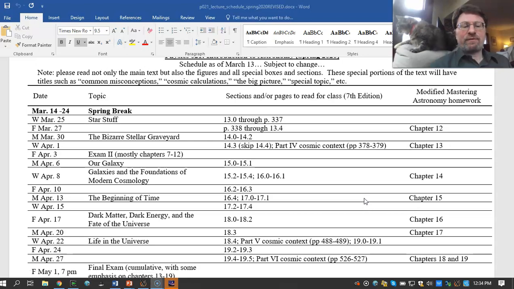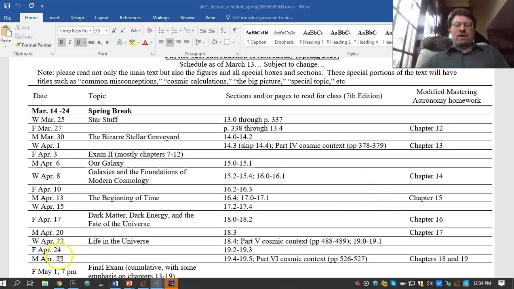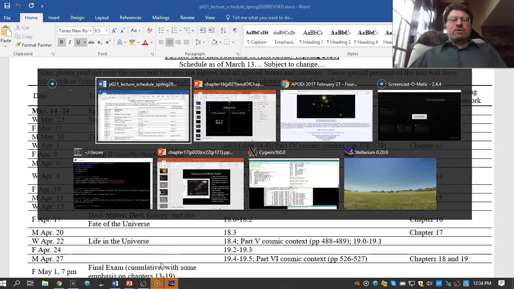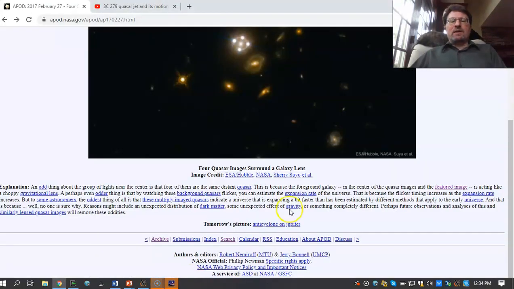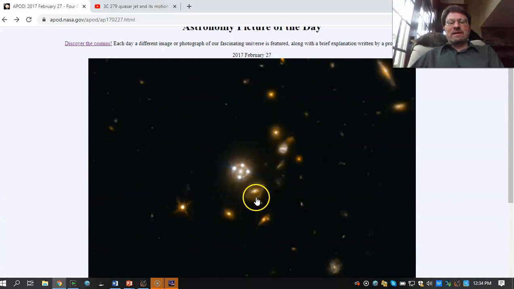This is the lecture for Friday, April 10th, and we'll be continuing our discussion of Chapter 16 on galaxies and the foundations of modern cosmology. I'd like to start out often with an astronomy picture of the day, so let's go ahead and do that here. I picked one from back in 2017.